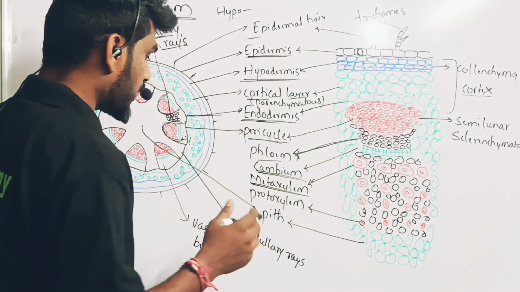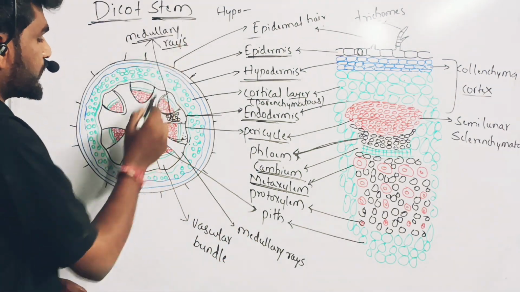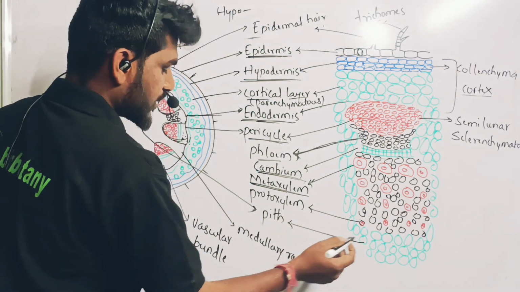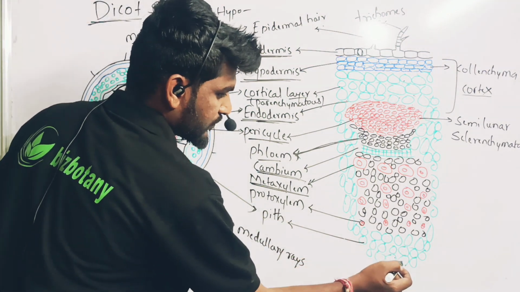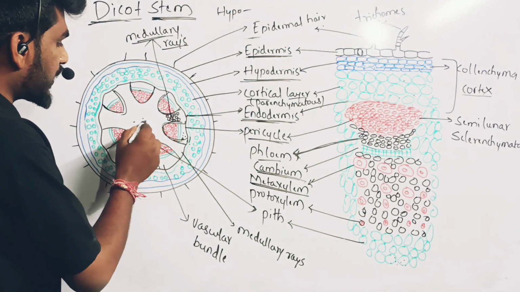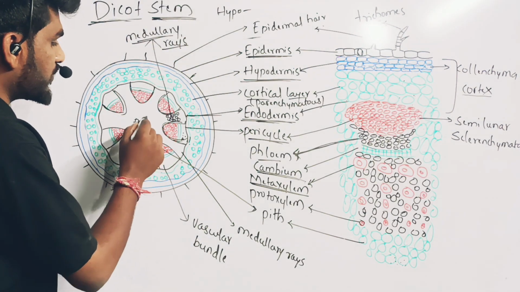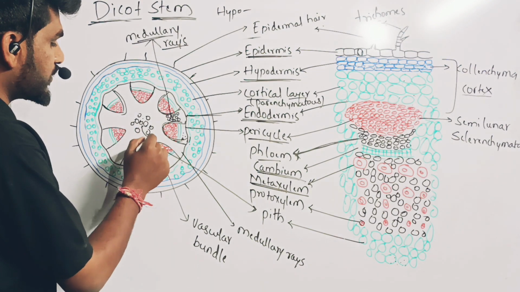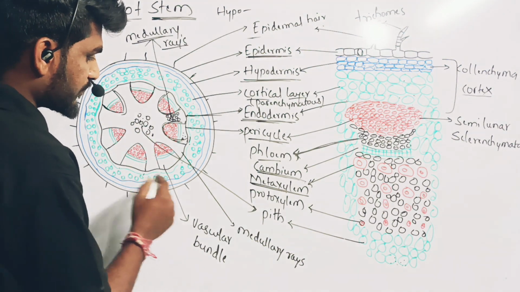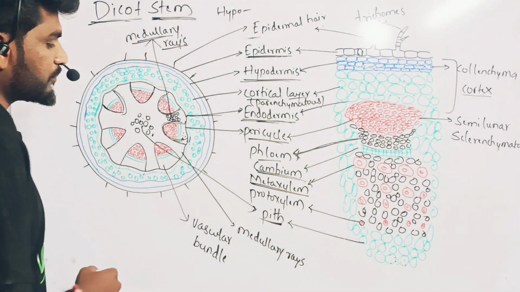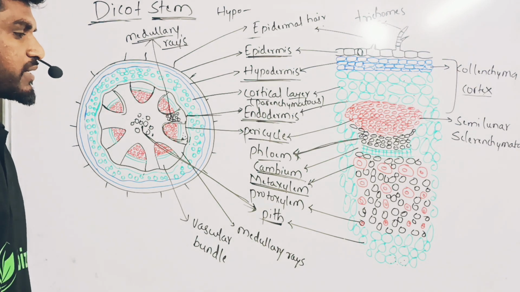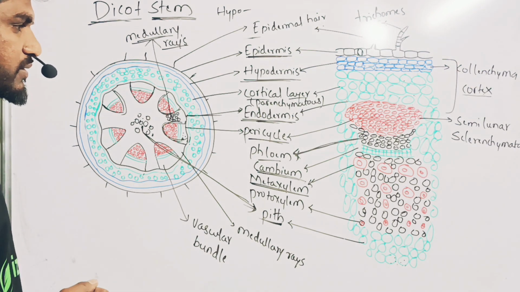At the center part of the dicot stem, this region, which consists of parenchymatous cells. Thin walled parenchymatous cells will be present. We call that layer the pith layer. What are we calling it? Pith layer. It is usually present at the center region.